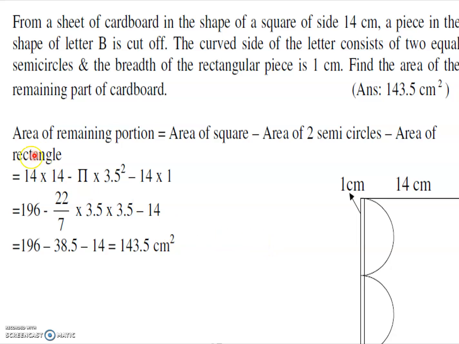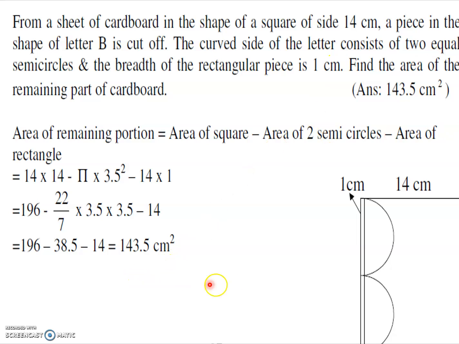Now the formula is covered by substituting 14 as the side and 3.5 as the radius, which is (14 minus 1) divided by 2, 13 divided by 2, 3.5. Bracket square minus 14. Now simplification starts: 196. I take pi as 22 upon 7, which is easy to define. You can take 3.14, it does not matter. 196 minus 3.85 minus 14 is equal to 143.5 centimeter square.